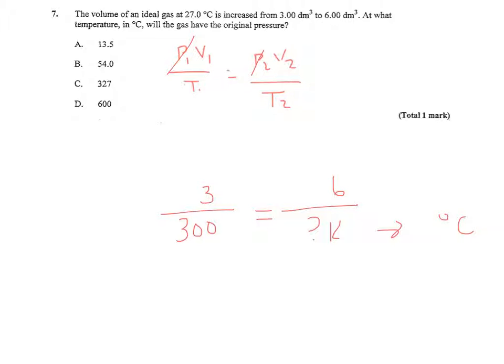So now I just have to cross multiply and divide. And when I do that, I get 600 Kelvin as my answer, which of course makes D look like a good choice. B also looks like a good choice because you doubled the volume, so you could just double the temperature, but that doesn't work since it's Celsius. So instead, I have to subtract the 273 from this, which gives me C, 327 Celsius.